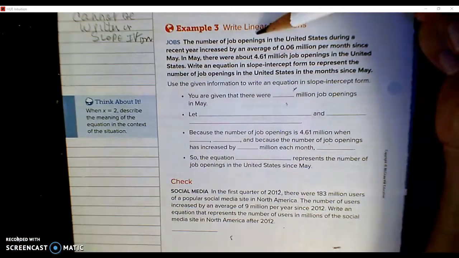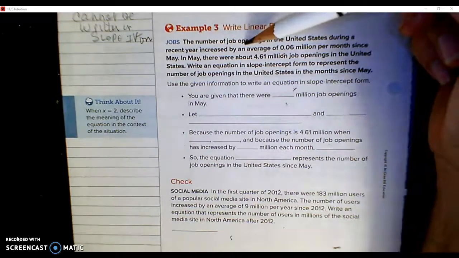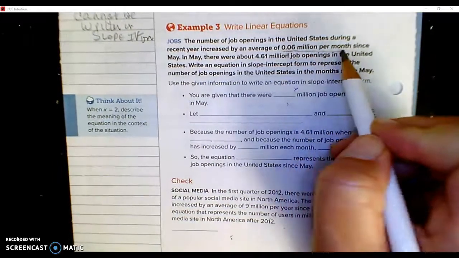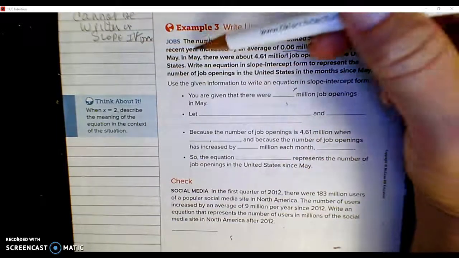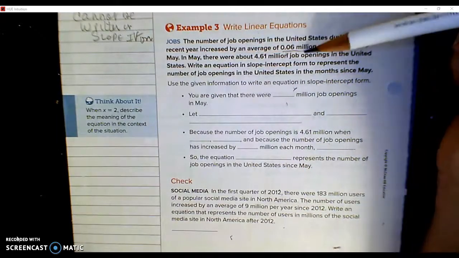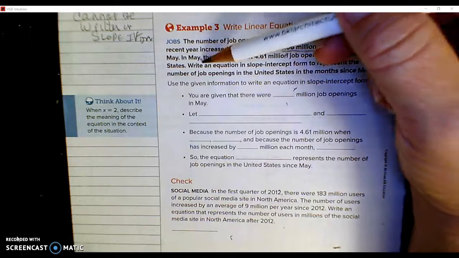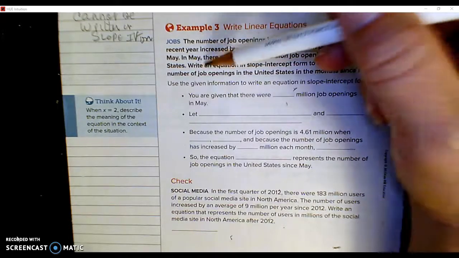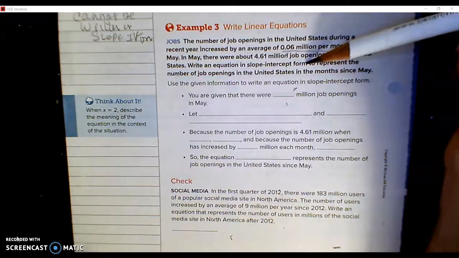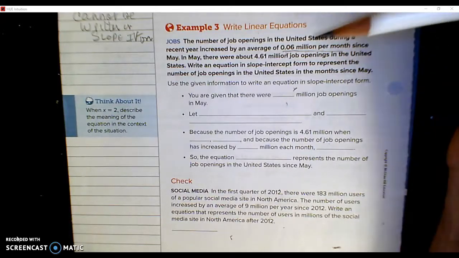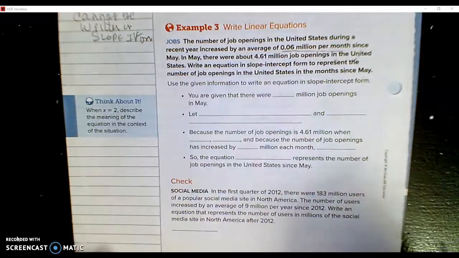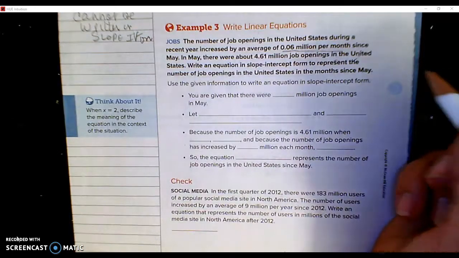The number of job openings in the United States during a recent year increased by an average of 0.6 million per month since May. In May, there are about 4.61 million job openings in the United States. Write an equation in slope-intercept form to represent the number of job openings since then. So really what you want to be able to do is, what is your intercept? Where are you hitting the y-axis? What's your rate?